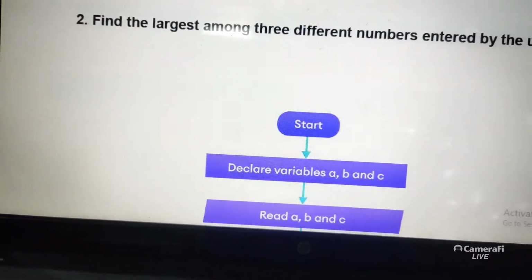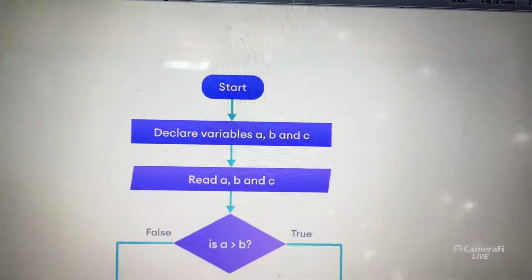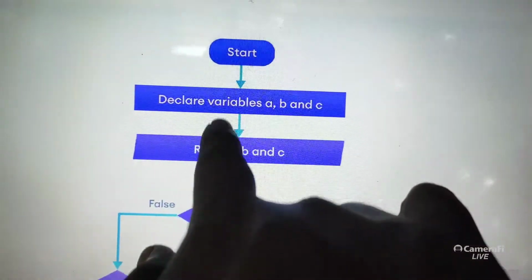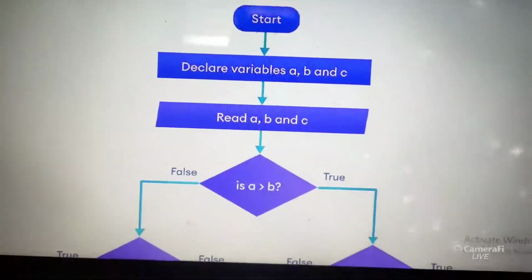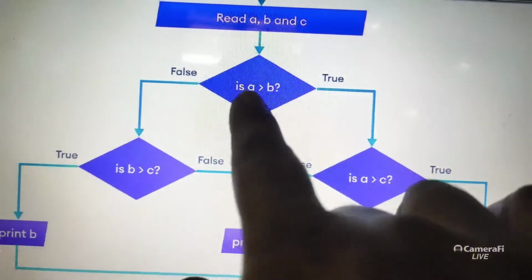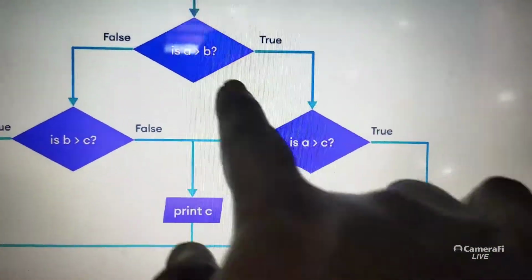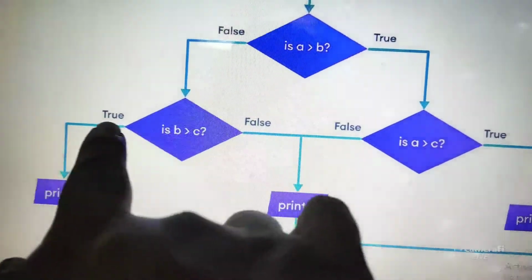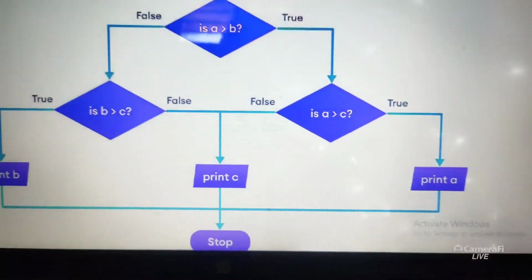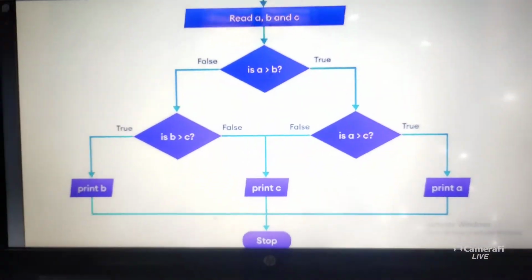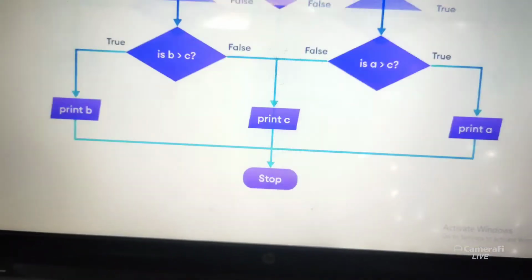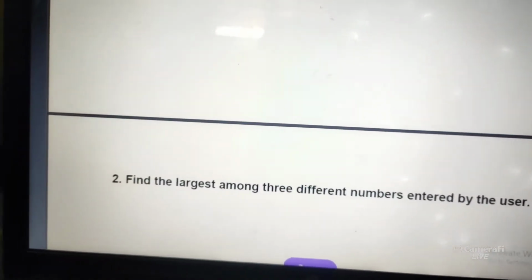So the second algorithm, in our example, the same I had taken. Start, declare, read with parallelogram, round rectangle, rectangle, parallelogram. Decision making: is A greater than B? True. If it is true, it will be compared with A and C. False, B and C will be compared. True, print B is big, else print C is big. So this is called a flow chart for it. It is very easy, right?